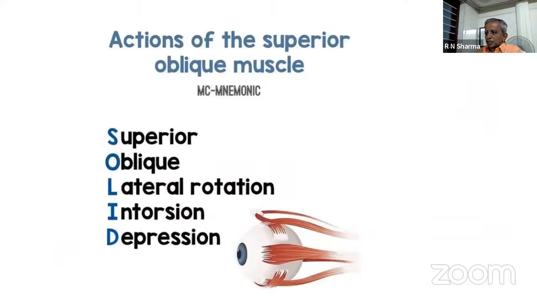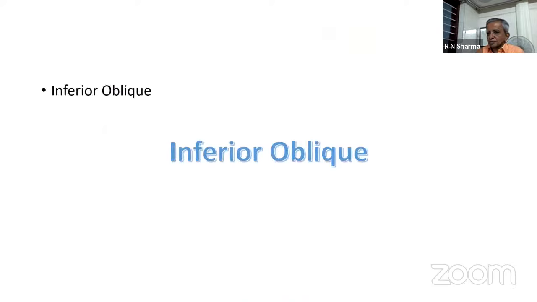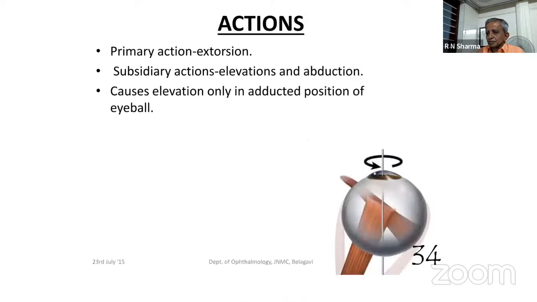We can remember the actions of superior oblique by the mnemonic SOLID. Superior oblique: lateral rotation, intorsion, depression. Inferior oblique: primary action, extorsion. Secondary action will be elevation and tertiary will be abduction.